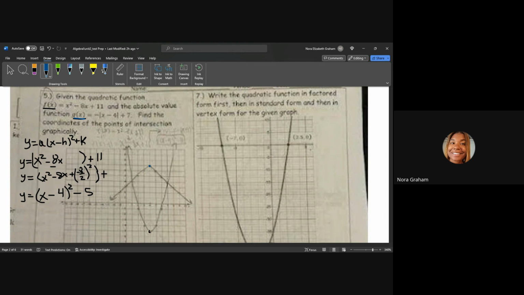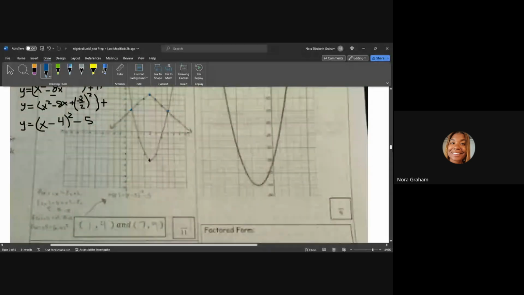So we go down 1 over 1, down 1 over 1, down 1 over 1, until we hit where they cross. And the same thing on the other side, down 1 over 1, down 1 over 1, down 1 over 1, and we hit right there. Those coordinate points that you hit are going to be 1 and 4 and 7 and 9.